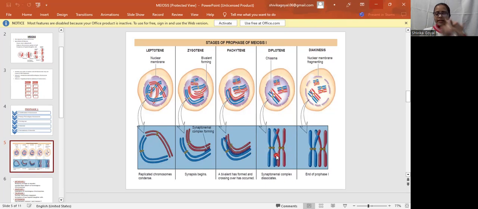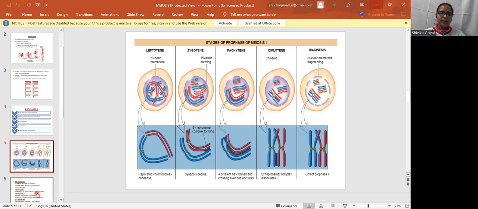So, leptotene: condensation of the chromosomes. Zygotene: synapsis begins, the synaptonemal complex is formed, bivalents are formed, and homologous chromosomes start pairing. Pachytene: crossing over occurs between the non-sister chromatids of the homologous chromosomes. Diplotene: chiasmata is visible, and in the last stage, diakinesis, dissolution of the chiasmata, or I could say terminalization of the chiasmata.